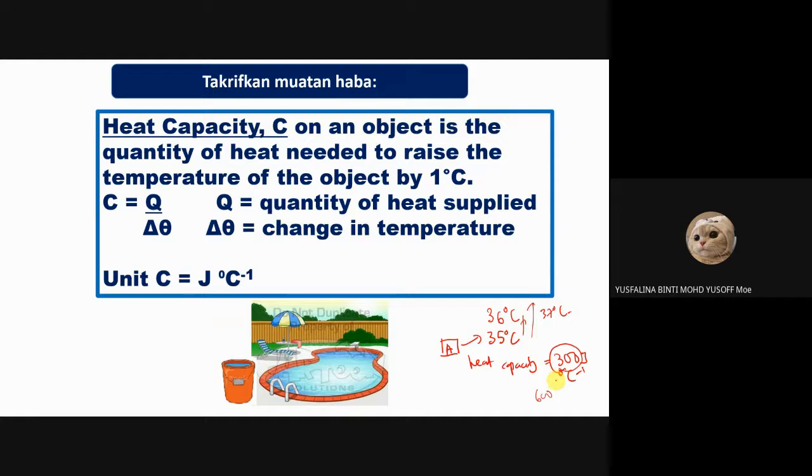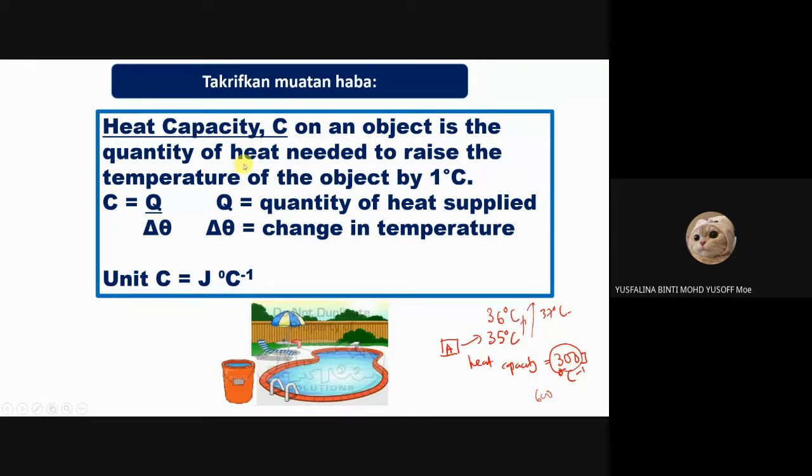The amount of heat, the energy needed to increase 1 degree Celsius. For that one they don't have 1 kg, so it means they only need the quantity of heat needed to raise the temperature of the object by 1 degree Celsius. So the formula is C equals Q divided by the change in temperature, theta. So C is equal to Q over change in temperature. So this is the formula.